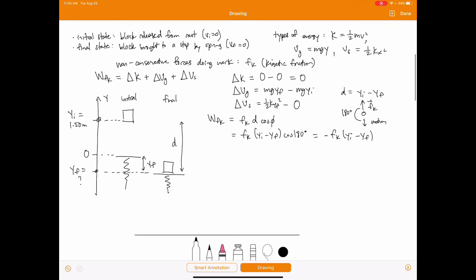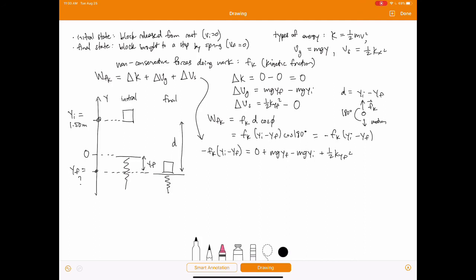Okay, so let's take the energy equation. We have all the different parts of it now. On the left side, we have the work done by friction, so that's going to be minus Fk, y initial minus y final. That's going to equal delta K, which is 0, plus delta U for gravity, which is mg y final minus mg y initial. And then delta U for the spring is 1/2 k times y final squared. So we're just taking the energy equation and plugging in all the different expressions that we worked out.